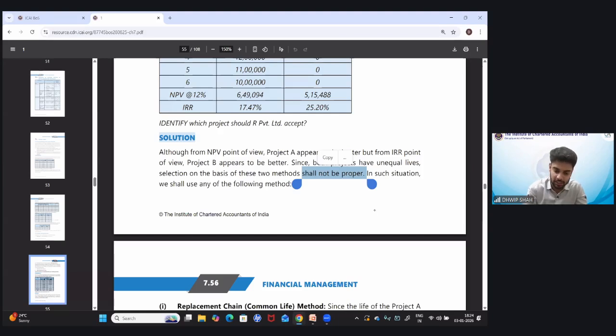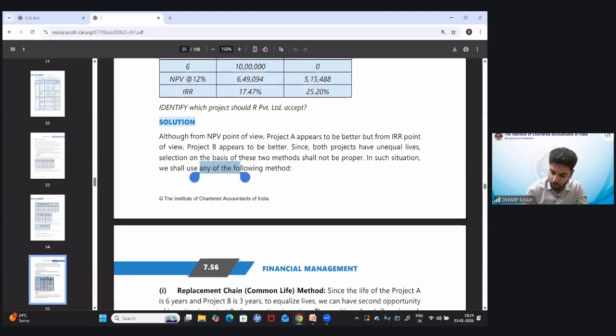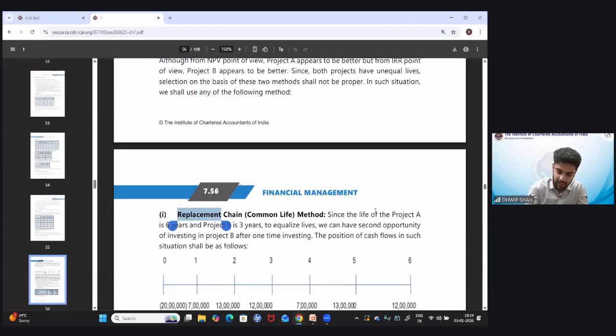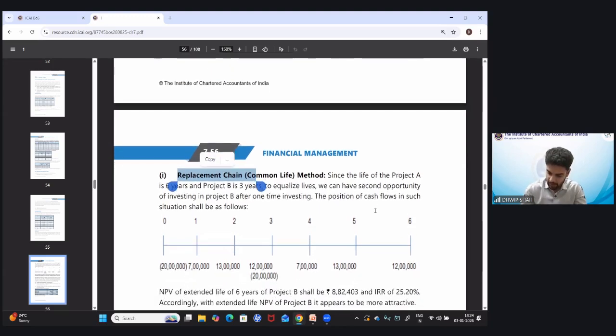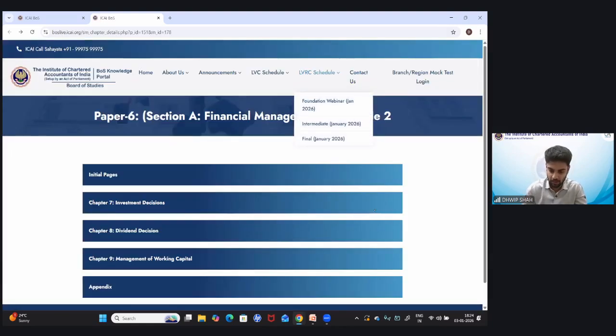In such a situation, what shall we do? Use any of the following methods. Use the replacement chain method, meaning bringing the life equal. Are you getting this? Making the life to a common point, making the life the same. Followed? This is nothing but what we did.